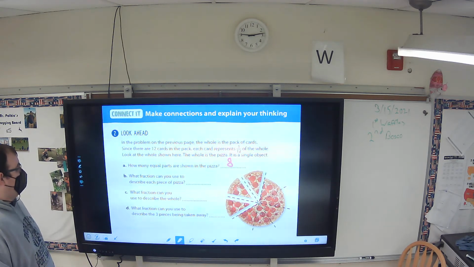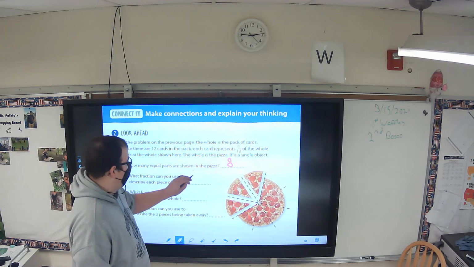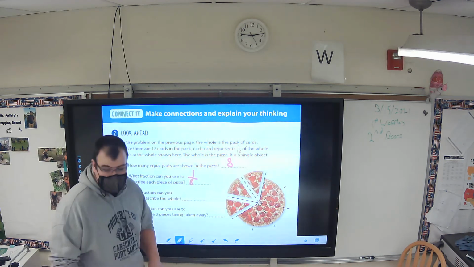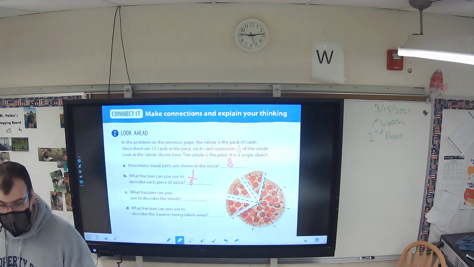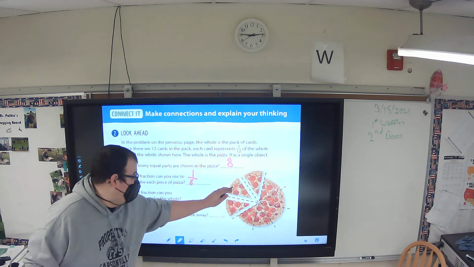What fraction can you use to describe each piece of the pizza? How much is one piece worth of that whole pizza? 1/8, right? One slice represents 1/8. Does that make sense? Because it's one piece out of a total of 8. Do you understand that so far? It's one piece out of 8.